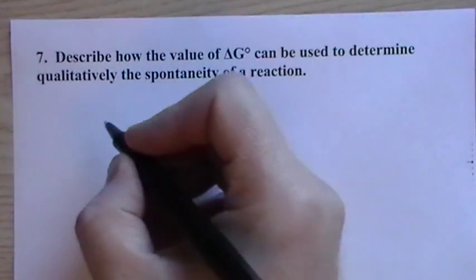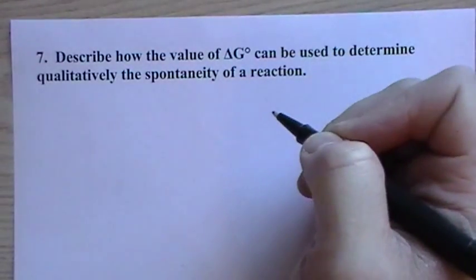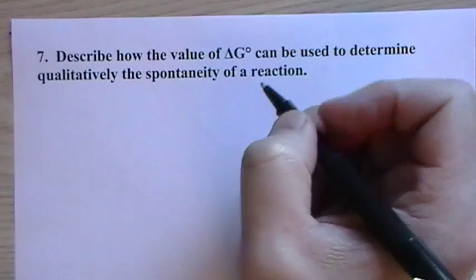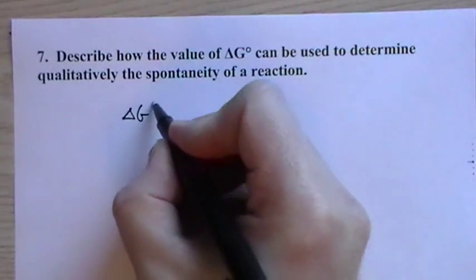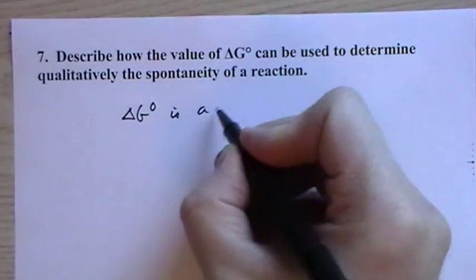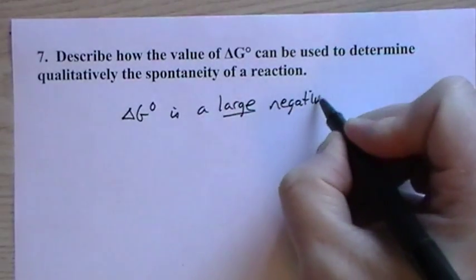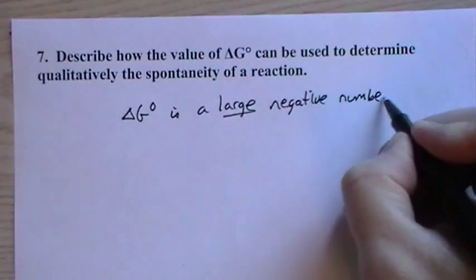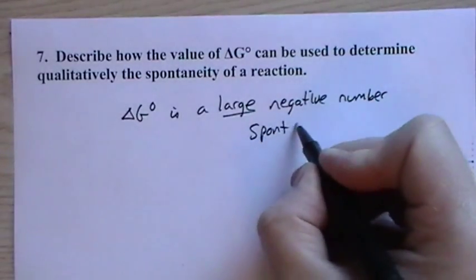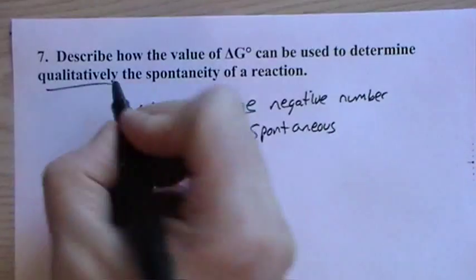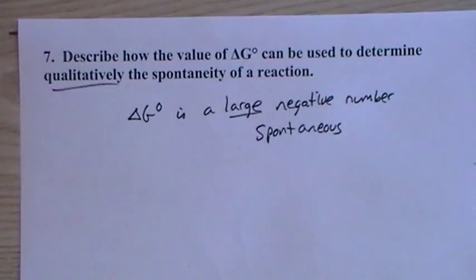Well, we know already that if it's negative, then it's spontaneous. If positive, it's non-spontaneous, but there's a little bit more to it. If delta G is a large negative number, this means spontaneous. And when they say large, that's qualitative. That's what they're saying. It's just not pure exact numbers.